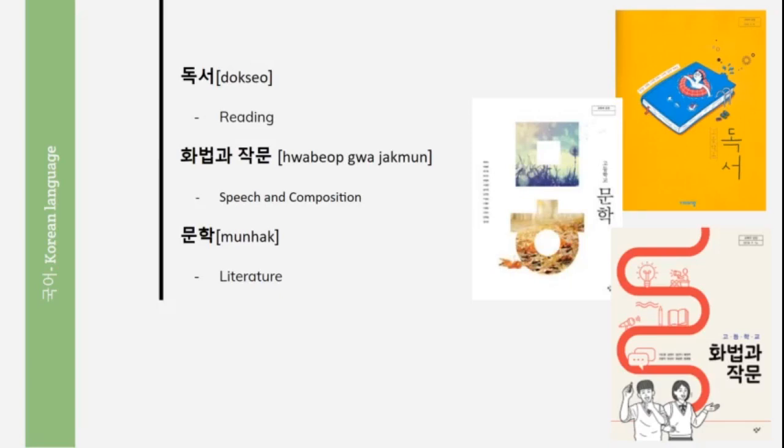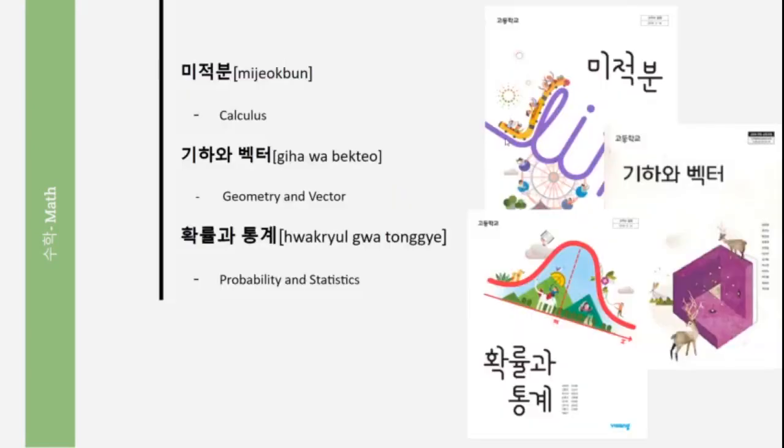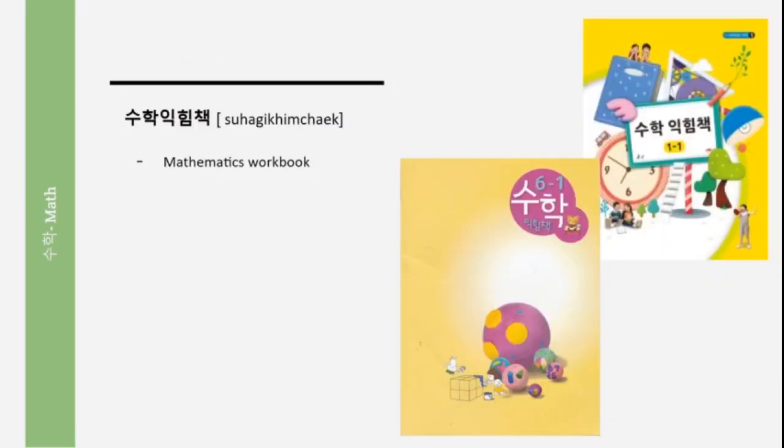Next, 수학, which is math. There are 미적분, calculus, 기하와 벡터, geometry and vector, 확률과 통계, probability and statistics, and 수학 익힘책, which is mathematics workbook. There are these kinds of books in 수학.